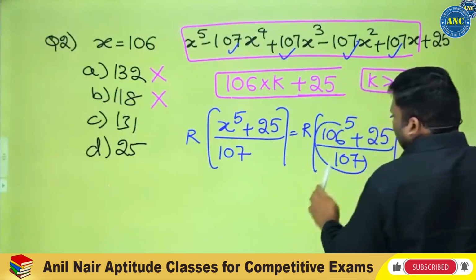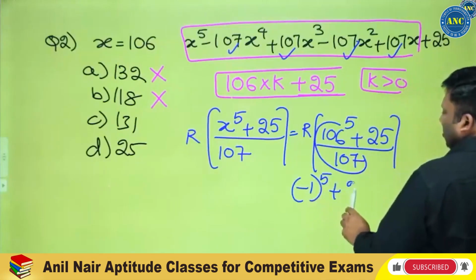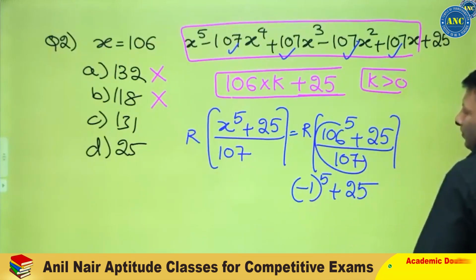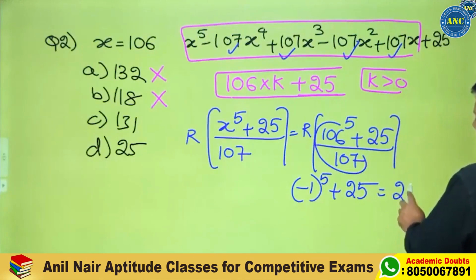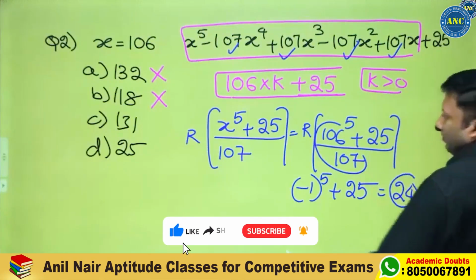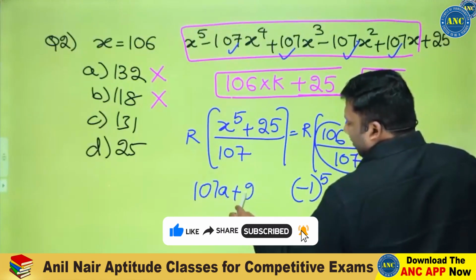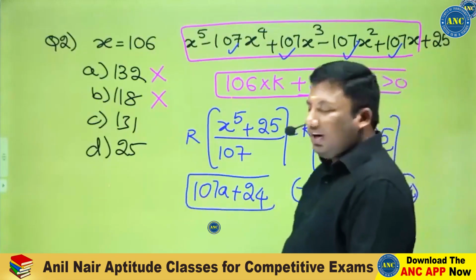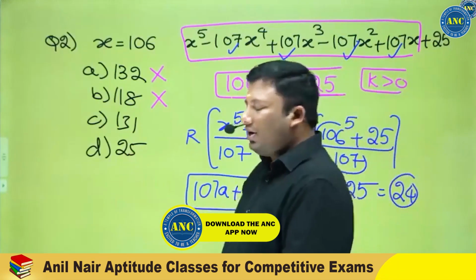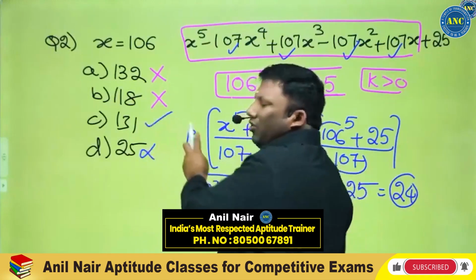107 ones are 107, so x is minus 1. Minus 1 power odd plus 25, it is 24. That means answer when divided by 107 should give a remainder 24. This is giving 25. Not possible. Are you all with me?